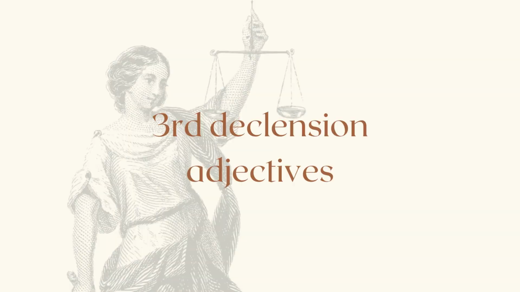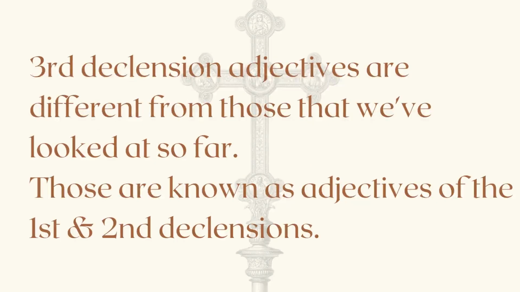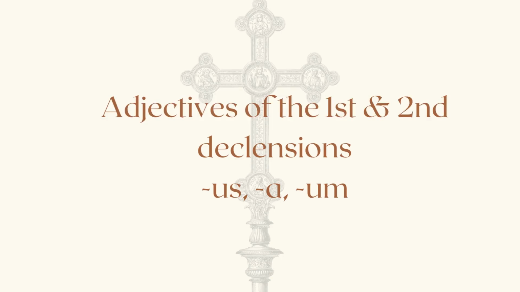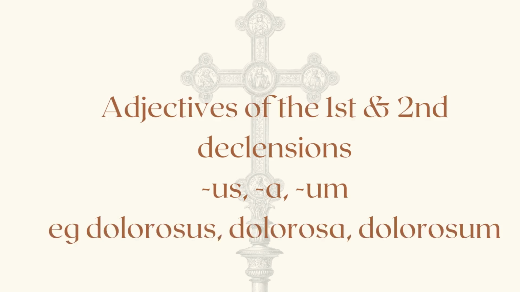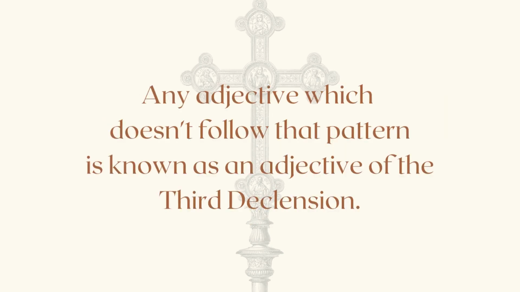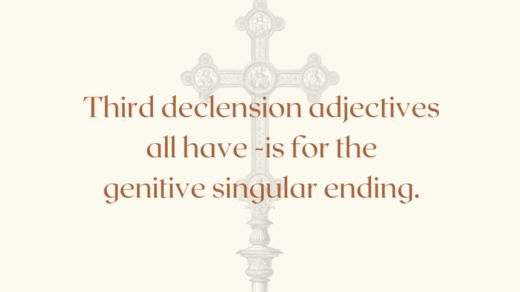Okay, so adjectives now. Third declension adjectives. These are different from the adjectives that we've looked at so far. Those are known as adjectives of the first and second declensions, and they follow the us, a, um pattern. So hopefully you're fairly familiar with that by now. An example is dolorosus, dolorosa, dolorosum. Any adjective that doesn't follow that pattern is known as an adjective of the third declension. And as with third declension nouns, third declension adjectives all have is for the genitive singular ending.